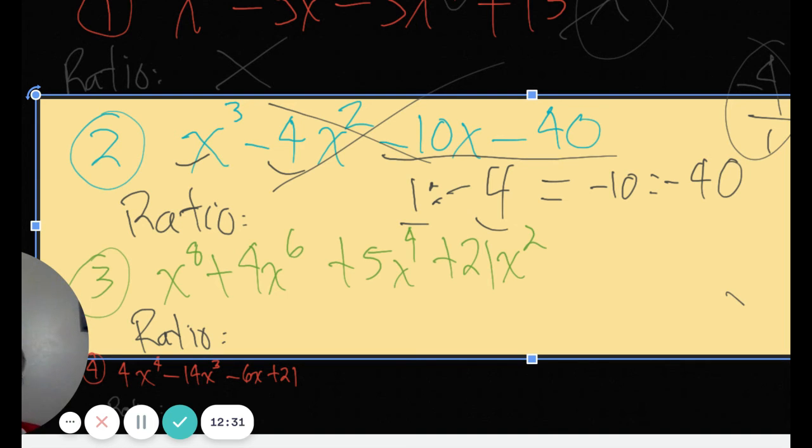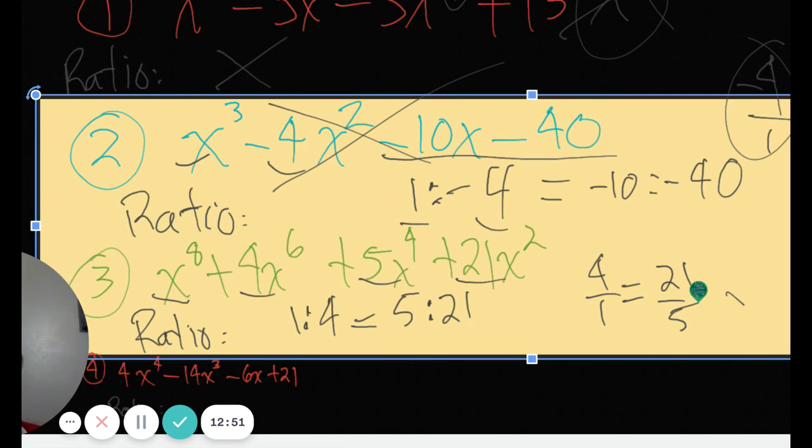So let's check our ratios now. So the ratio here, that's a 1, that's a 4. So 1 to 4. And does that equal 5 to 21? Well, divide the larger by the smaller. So 4 divided by 1, does that equal 21 over 5? Well, that's going to give us a decimal, right? 5 doesn't go into 21 without a remainder. So the ratios are not the same. So this one cannot be factored by grouping. Okay, we've had a lot that we can't factor by grouping. Then let's go to this last one down below.